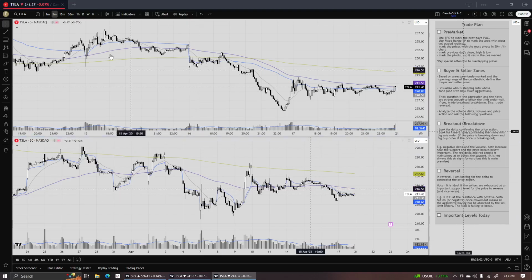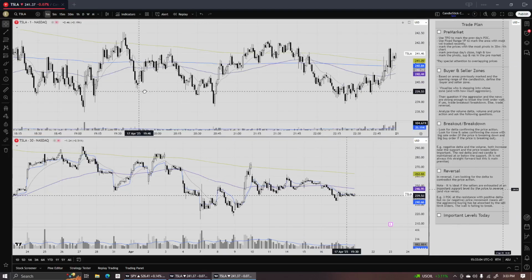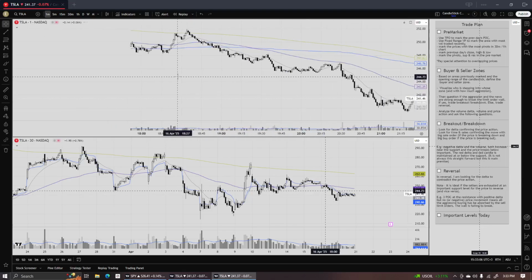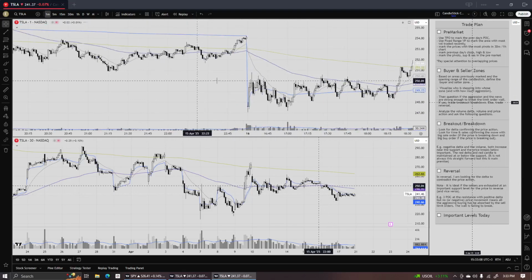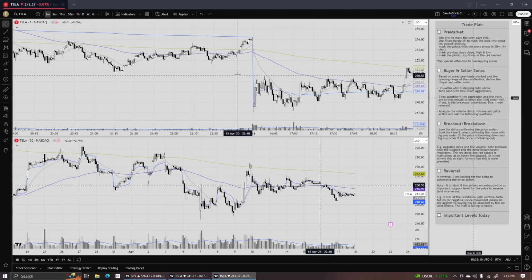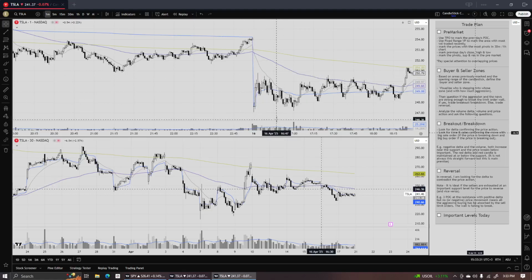For example, if I go to 1 minute, I use 1 minute. This is resistance, this is the seller zone, and this area is where the buyers are present. So I will check who is stepping into whose zone and with how much volume. This is how I used to do it when I traded candlesticks.